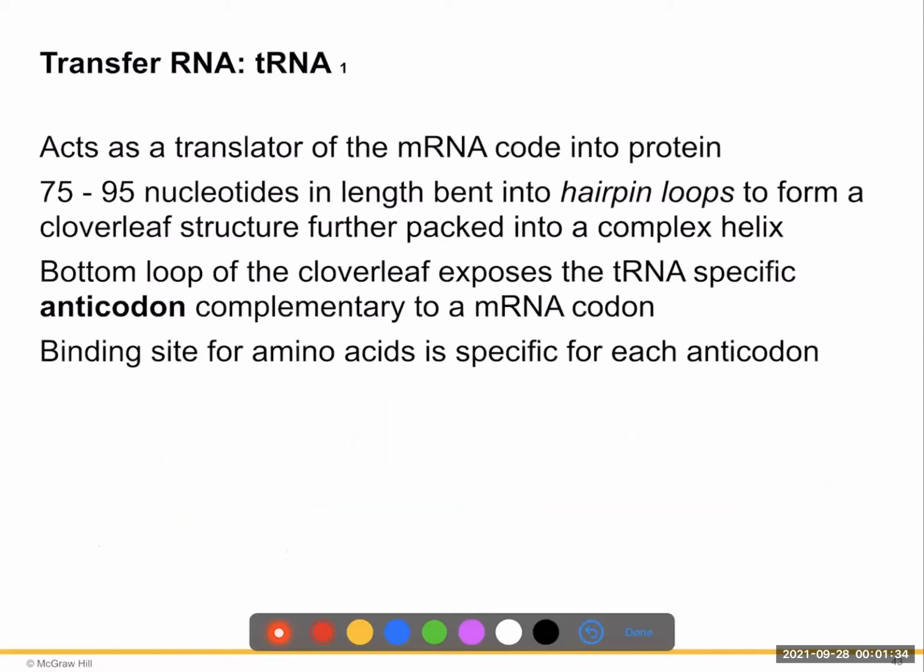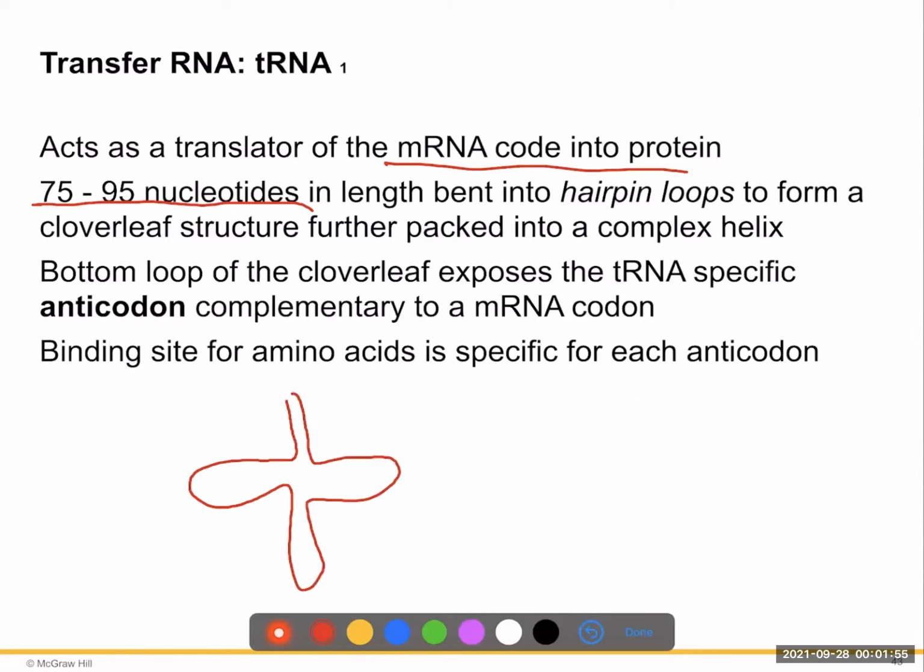Okay. So transfer RNA. Transfer RNA is what controls your amino acids. It binds to them. It's a translated messenger RNA code into the proteins because it adds the amino acids specifically together. It's about 75 to 95 nucleotides in length, and it's bent into a hairpin loop. Kind of looks like a clover like that. And then this binds your amino acid right here. This is your amino acid binding site. The bottom loop of the clover leaf exposes the transfer RNA's anticodon to your messenger RNA. So if your amino acid's here, your 3 codons are right here.